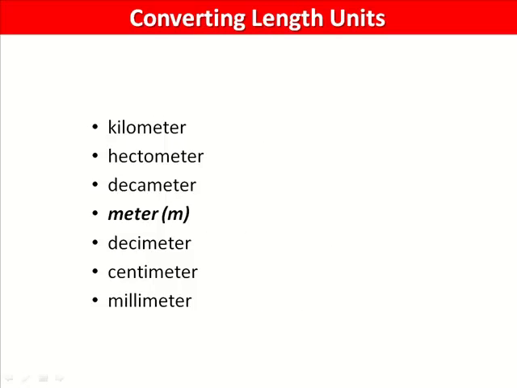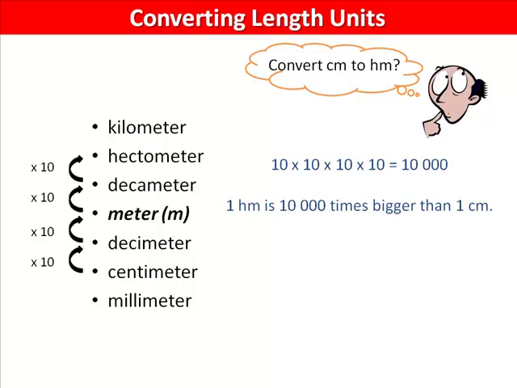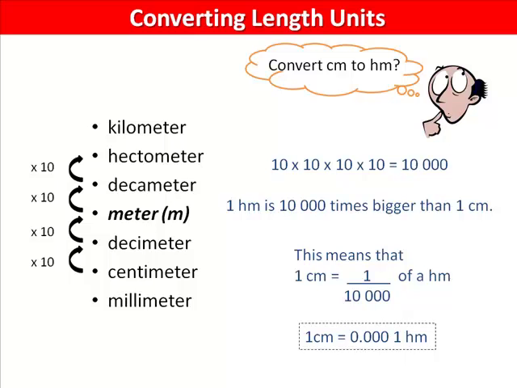To convert units, you must know how many levels each unit is away from each other. For example, to convert centimeters to hectometers, you would have to recognize that these are 4 levels apart. 10 times 10 times 10 times 10 is 10,000, meaning that 1 hectometer is 10,000 times bigger than 1 centimeter. This means that 1 centimeter is only 1/10,000th of a hectometer. This can be written as a fraction, or more commonly as 1 centimeter equals 0.0001 hectometers.